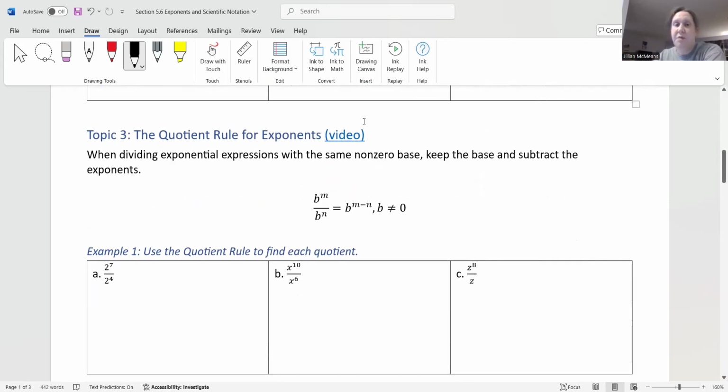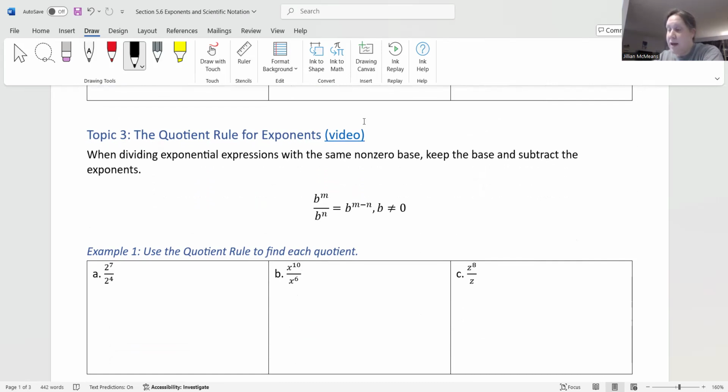So for topic 3, we have the quotient rule for exponents. So in math, the word quotient means divide. So this one is very, very similar to the product rule in that in the product rule, we were multiplying 2 expressions that had the same base. Here, for the quotient rule, we're going to divide 2 expressions that have the same base, okay?